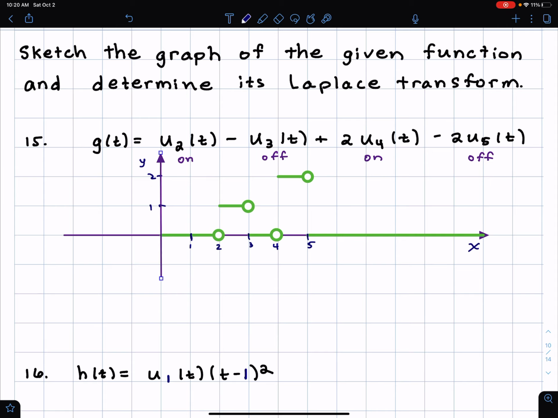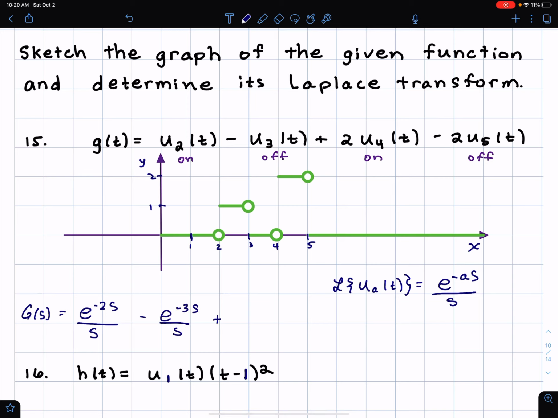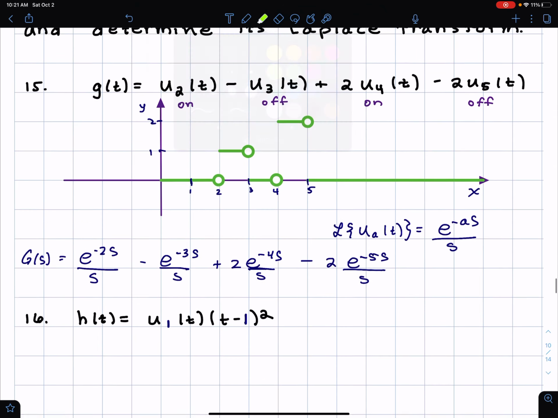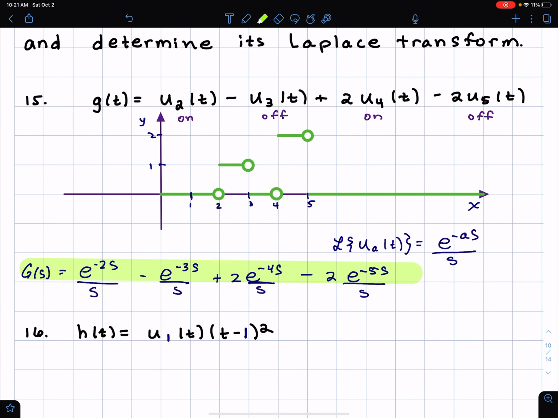Okay, and so we're going to use the formula that the Laplace transform of u_a(t) is equal to e to the negative as over s. Therefore, the Laplace transform of g is e to the negative 2s over s, minus e to the negative 3s over s, plus 2 e to the negative 4s over s, minus 2 e to the negative 5s over s. That's our answer. One hopes.